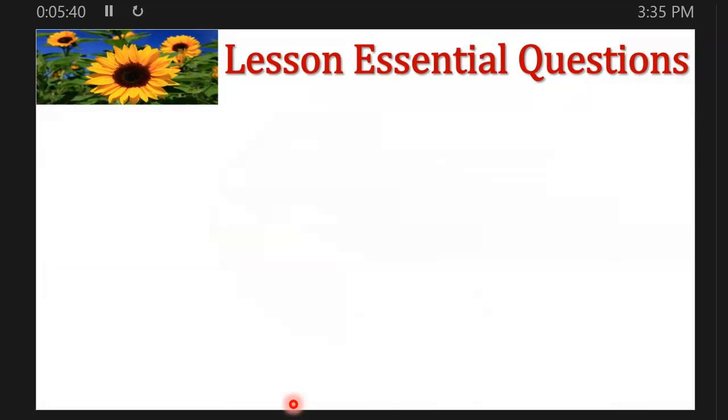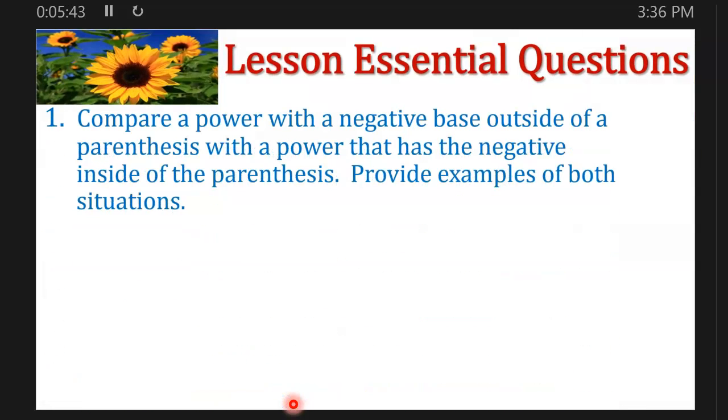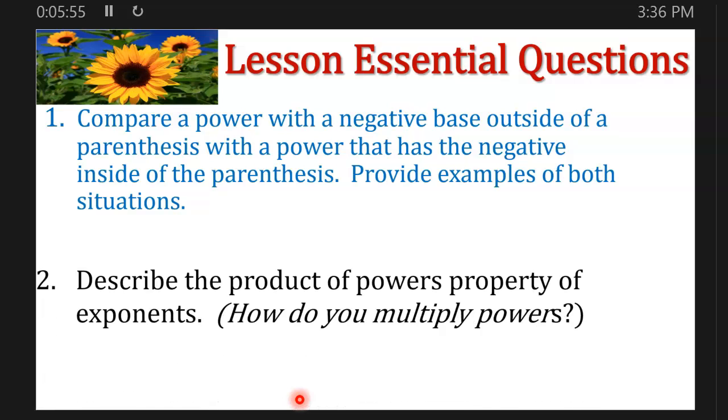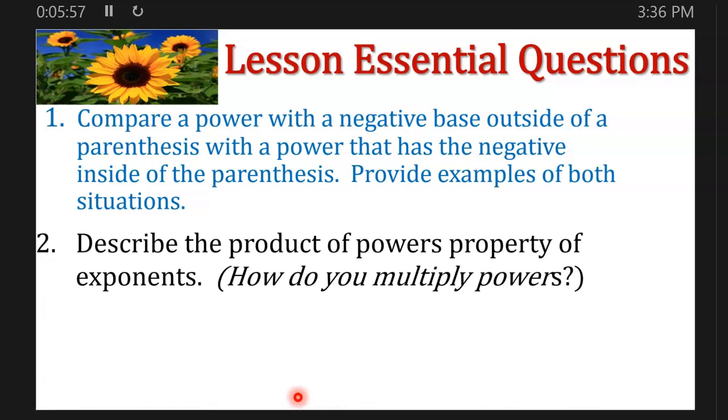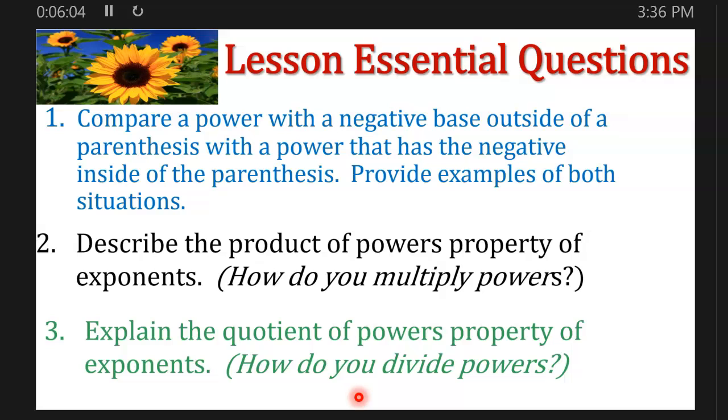Okay, our 3 lesson essential questions for today. Compare a power with a negative base outside of a parentheses with a power that has a negative inside of the parentheses. Provide examples of both situations. The second essential question is describe the product of powers property of exponents, or how do you multiply powers? The third one is explain the quotient of powers property of exponents, or how do you divide powers?